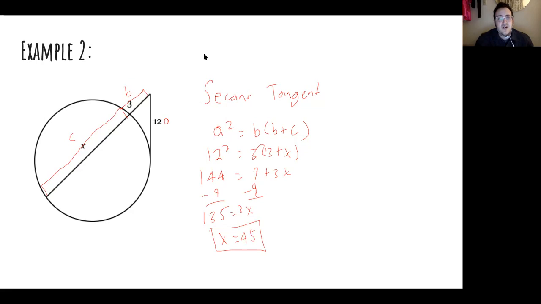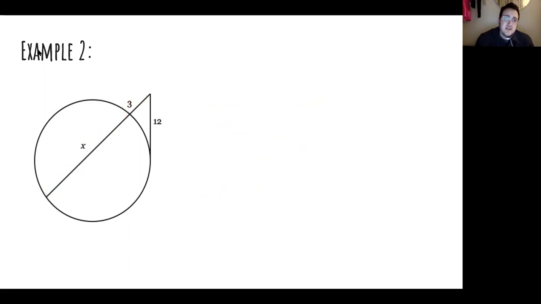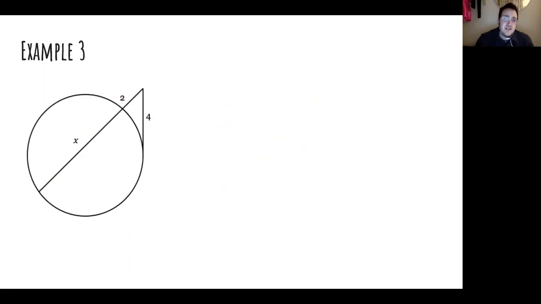And then let's just do one more as well. So we do example 3. This is a secant tangent problem, like before. So we got secant tangent, and I'm going to do the same sort of labeling. So this is going to be the a squared equals b times b plus c. So that's our a, our b, and our c.